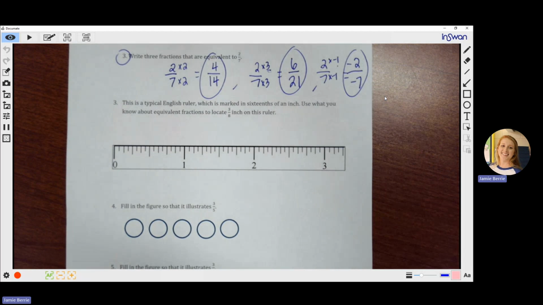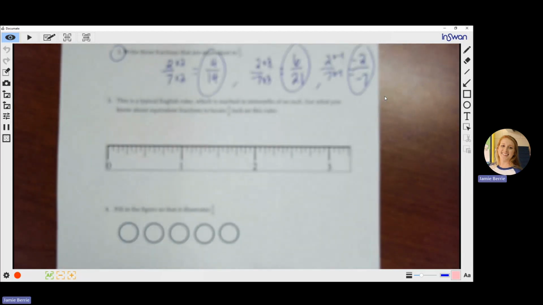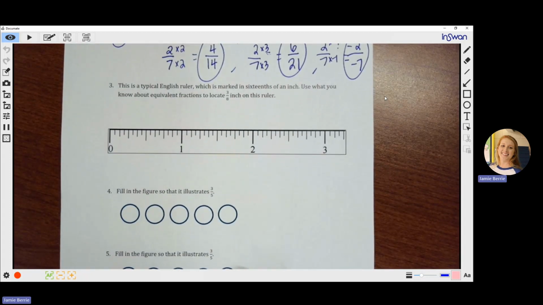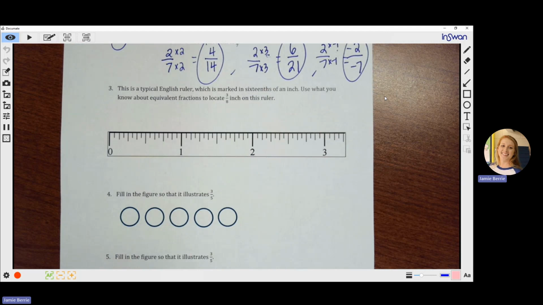Number 3 is a little bit different than what we did in class, but I thought it was a great example of where someone might use fractions in real life, something that you could show your students as an application of fractions. It says, this is a typical English ruler, which is marked in 1/16 of an inch. Use what you know about equivalent fractions to locate 3/8 of an inch on this ruler.